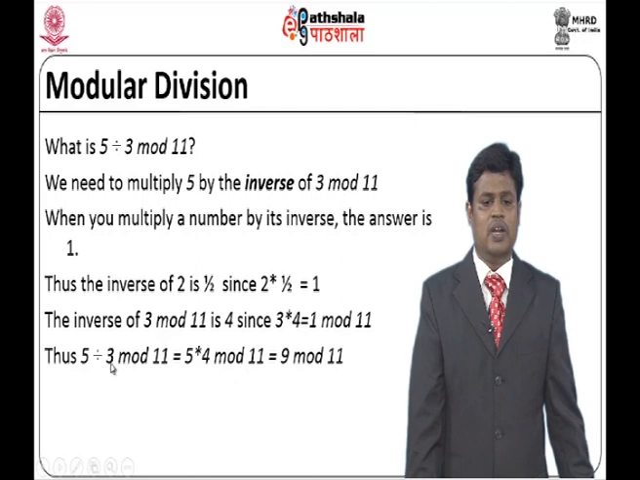So what is the inverse of 3 mod 11? That means 4 into 3 is 12, which is 1 mod 11. So I will take 4 into 5, that is 20 mod 11, which is 9. The answer is going to be 9. So what is the value of 5 divided by 3 mod 11? We can say that it is 9 mod 11.